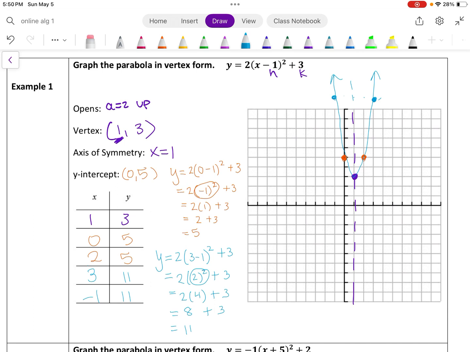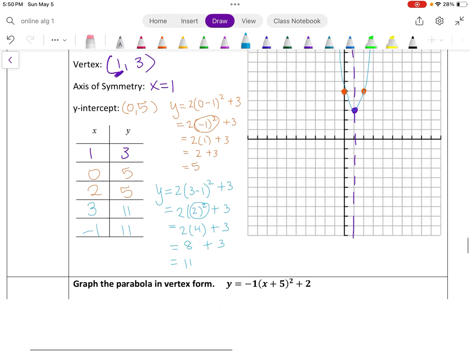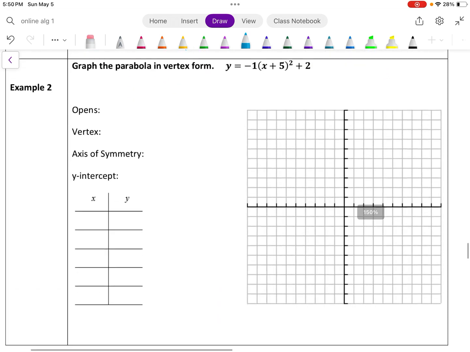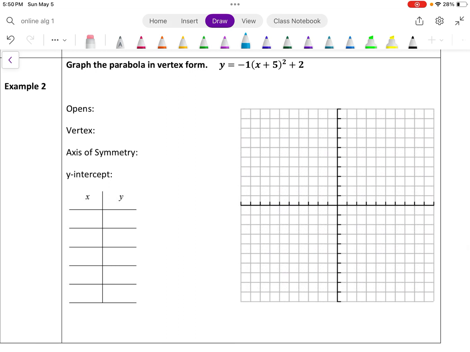The main difference for all of the forms is how you find that vertex in the first place. Let's try another one. Again, vertex form is the easiest form to find the vertex in because it just gives it to you. All right, y equals -1 times (x plus 5) squared plus 2.